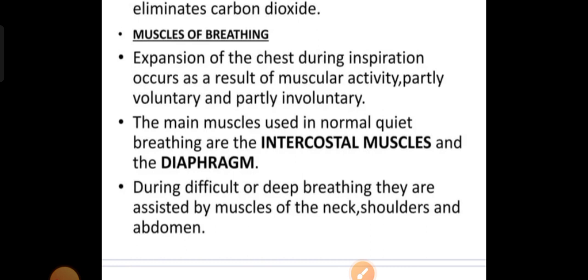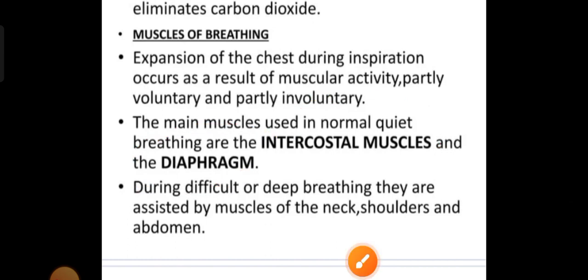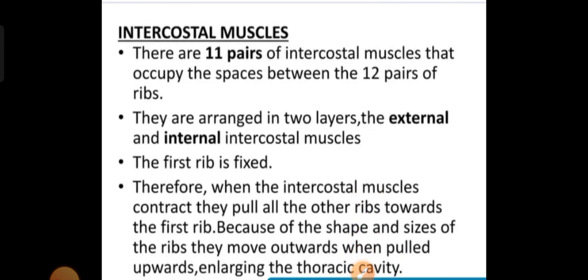So these two main muscles are responsible for breathing in the respiratory system: the intercostal muscles and the diaphragmatic muscles. During difficult or deep breathing, they are assisted by the muscles of the neck, shoulders, and abdomen. There are 11 pairs of intercostal muscles that occupy the spaces between the 12 pairs of ribs. They are arranged in two layers: external and internal intercostal muscles.